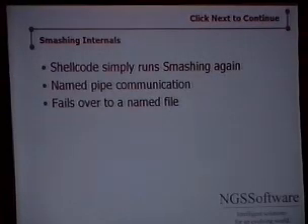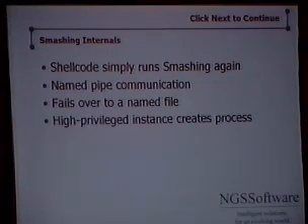If the named pipe doesn't work, in some situations, the named pipe can be a privileged operation. It'll fail over to a named file, so it'll write all the parameters to the named file, and then the high privileged copy will open up the named file, read all the parameters, delete it. Once the high privileged instance of Smashing has received all the parameters about what to start and how to start it, that's the process that's responsible for then executing whatever command it is that you want it to do.